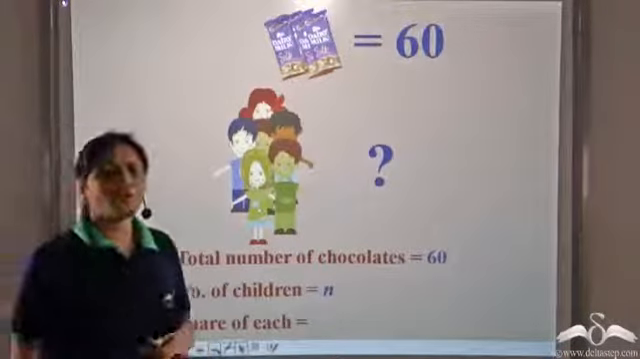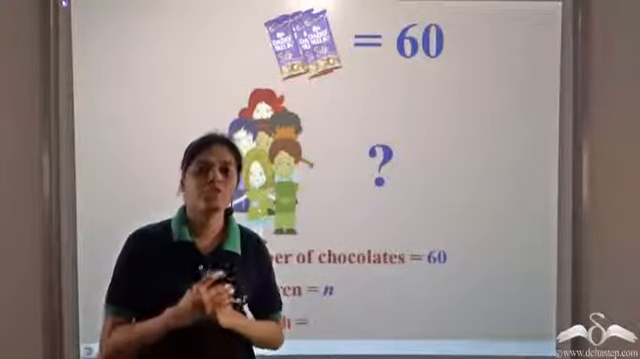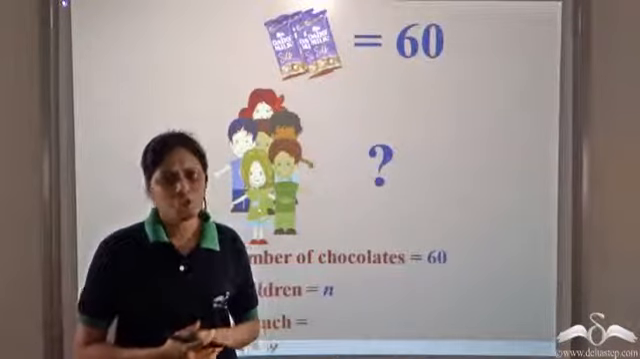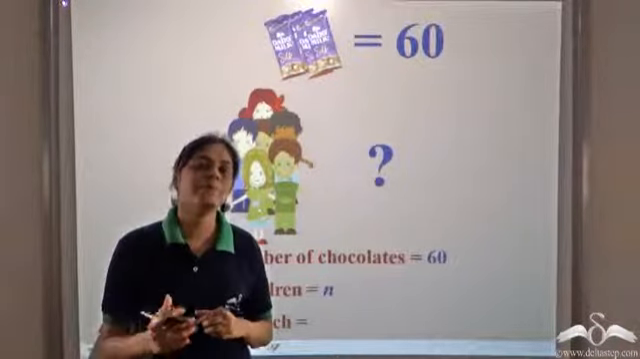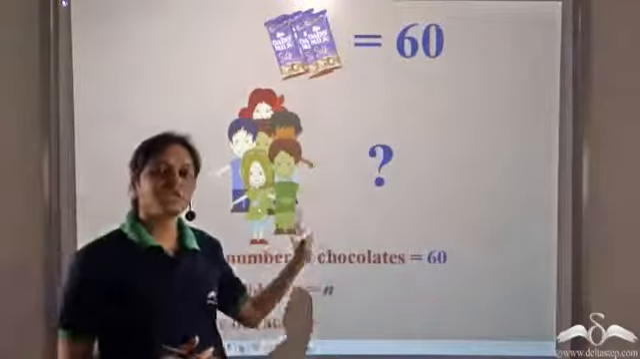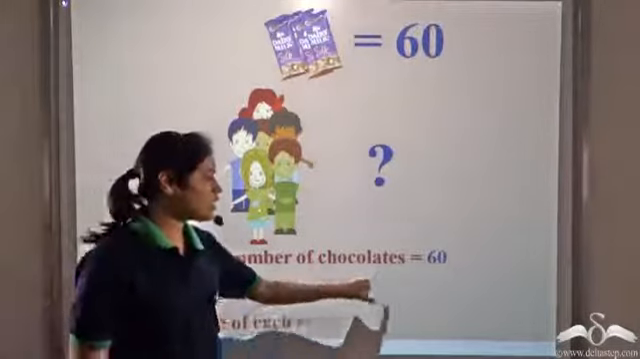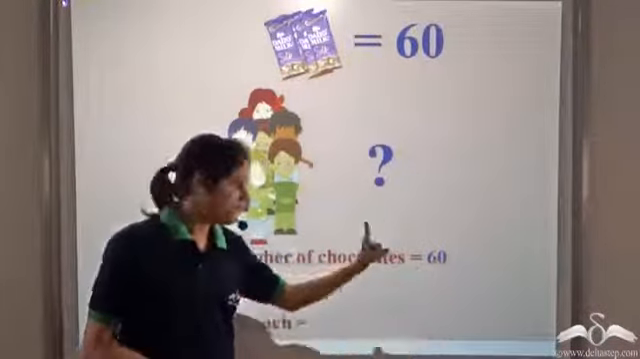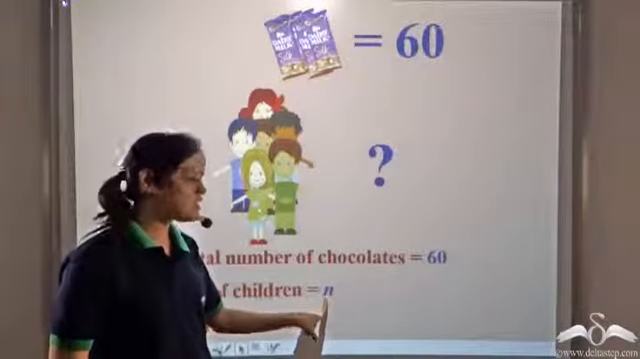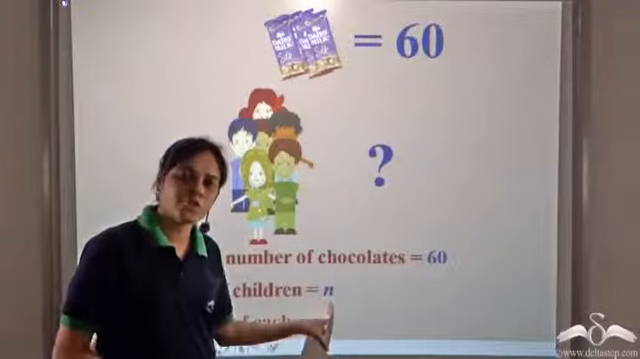Now suppose it's your birthday. Your dad gives you 60 chocolates to distribute in your entire class. But you are not sure how many students will be coming to the class. So the number of students coming to the class is unknown to you. Number of chocolates you have is 60. Number of children which come to the class is denoted by a variable n because it is unknown to you.